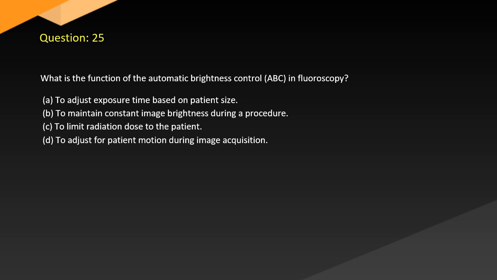Question 25. What is the function of the automatic brightness control (ABC) in fluoroscopy? A. To adjust exposure time based on patient size. B. To maintain constant image brightness during a procedure. C. To limit radiation dose to the patient. D. To adjust for patient motion during image acquisition.